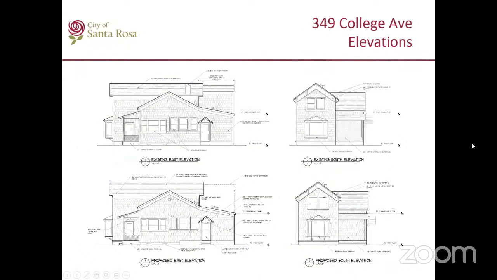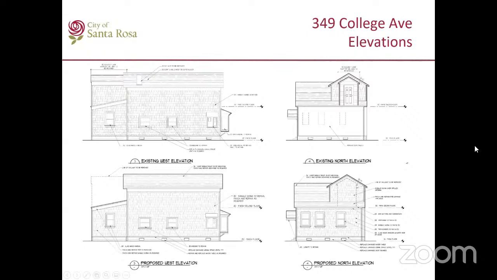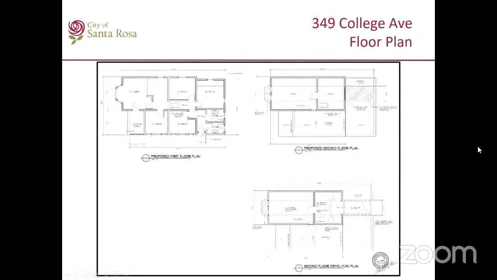And here is the existing and the proposed elevation. On the top part, you have the existing elevation, and on the lower part, you have the proposed elevation. That shows the concrete wall will be removed and replaced with the shingle. And also the hallway will be removed and bring the building back to its original style. And here are also the other sides, west and north elevation, and the applicant is proposing to repair them. And here is the floor plan, which I tried to include to show the removal of the hallway on the second floor.